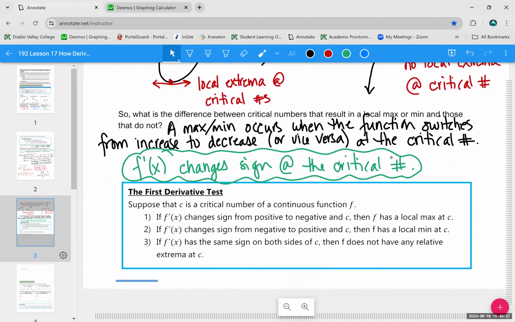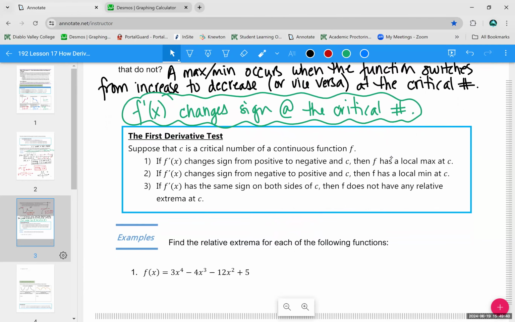Okay. So the first derivative test is basically putting all of these things together. It's saying start with a critical number of a function, so we'll call that c. If the derivative goes from positive to negative, it should say at c, not and c. Sorry about that. These should probably all be at.